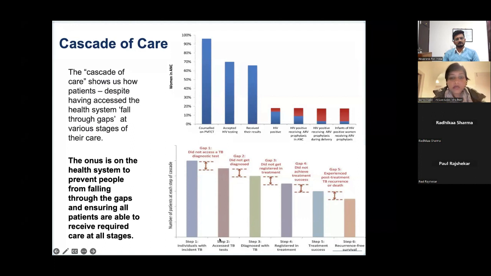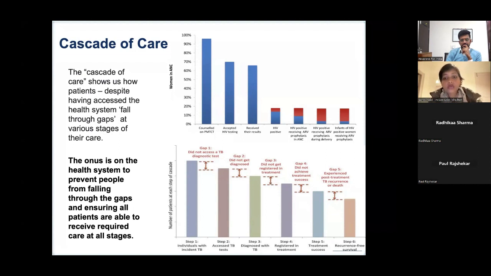So let's say 100% of patients are individuals who the doctor feels has TB, right? Now, some of them will not get access to a diagnostic test. Then some of them will not get a diagnosis. They might get the test, then they don't follow up, something happens, lab results don't come back, whatever happens, they don't get diagnosed. Then some of them will get the test, get diagnosed, but they won't get registered in treatment.